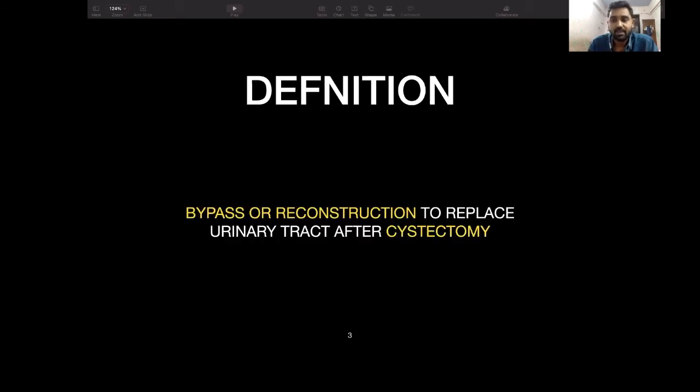So before we jump into the topic proper, you should understand the definition of urinary diversion. In layman's terms, a urinary diversion is to divert the urine outside the human body after you remove the urinary bladder for any purpose, the most common purpose being radical cystectomy for CA bladder. In Campbell's words, urinary diversion means a bypass or reconstruction to replace the urinary tract after you remove the urinary bladder, or after you do a procedure called cystectomy.